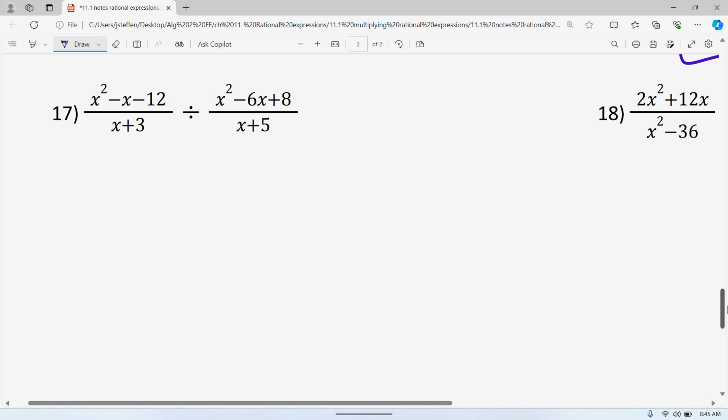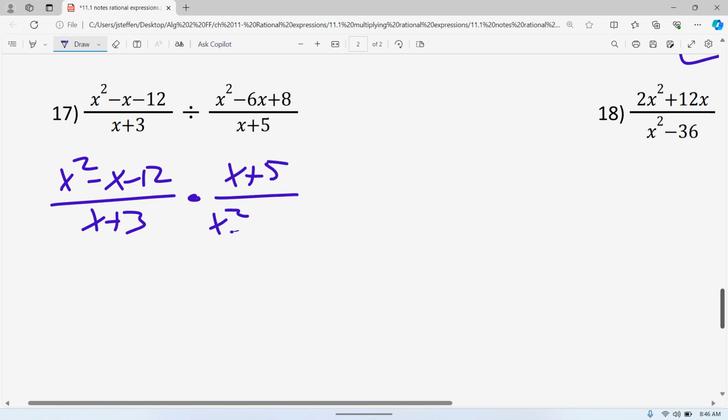So same thing, write it in as x squared minus x minus 12 over x plus 3. The first one stays the same. The second one you write as the reciprocal. You just flip the fraction. Like I said, we're not doing anything more difficult today after this, because now it is a multiplication problem.